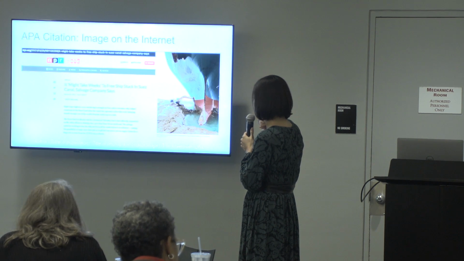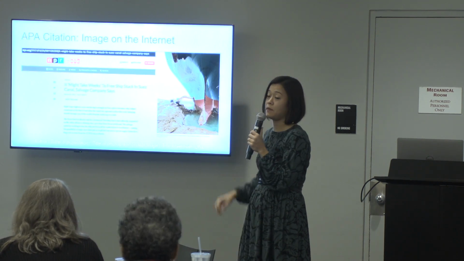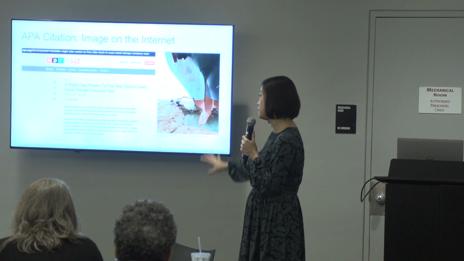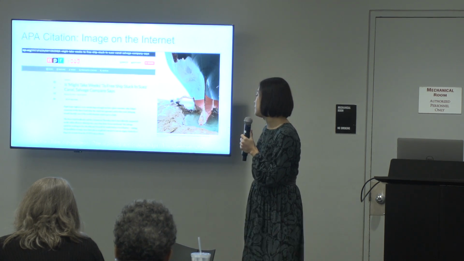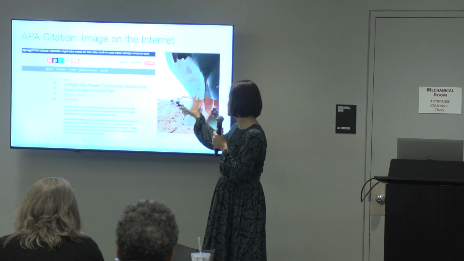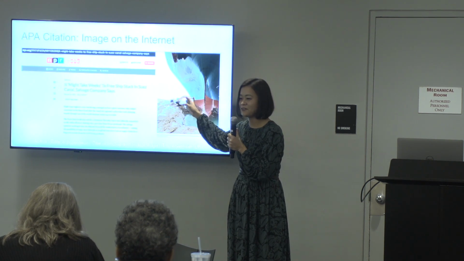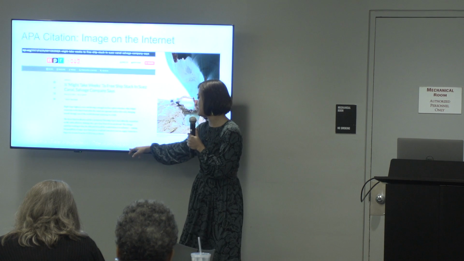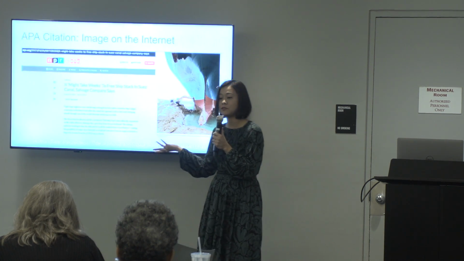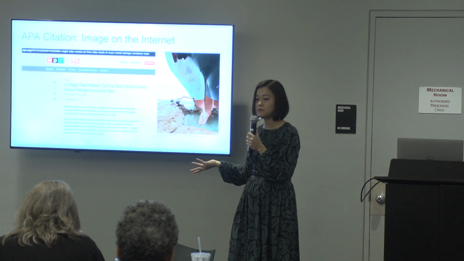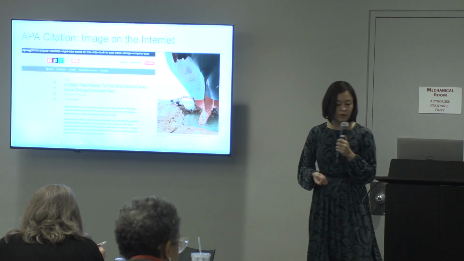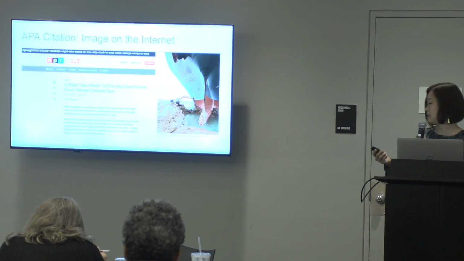Another option that is also okay according to APA is that you can make up a title for an image. So if there was no caption under here, you could say something like, big boat next to excavator or something. You would just put that in brackets to show that you came up with that title yourself. That's also considered acceptable by APA standards. All right, so let's look at the final citation.